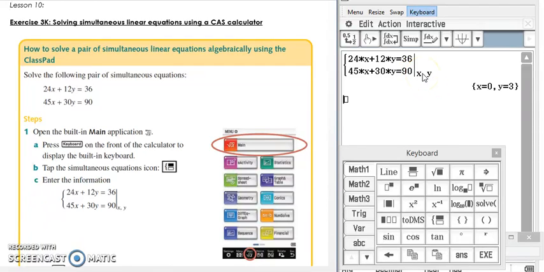So that's lesson 10 of exercise 3K. Go ahead, check your log sheet and see what questions you need to do.